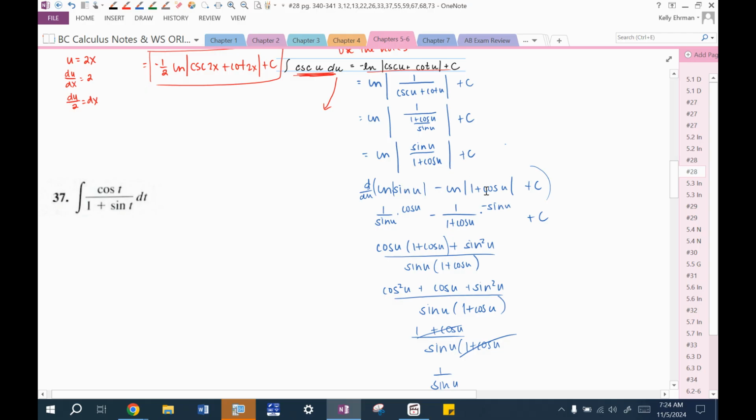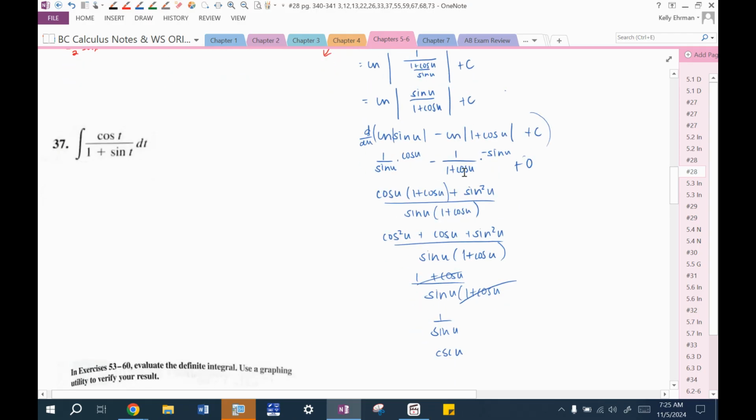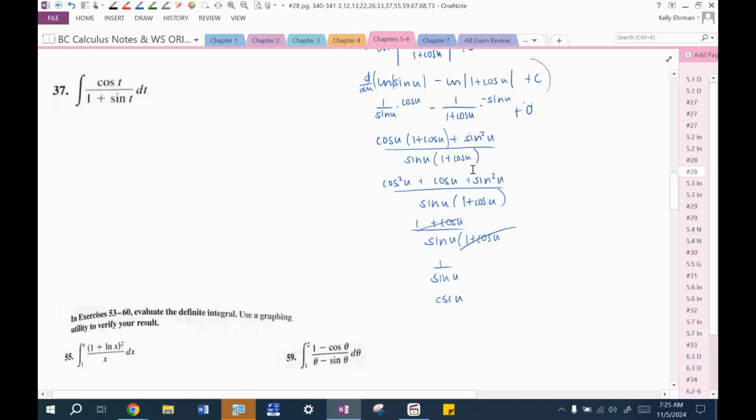Okay, so I've expanded. Once you expand, you can say, all right, let's take the derivative with respect to u of both sides. So this is 1 over sine times cosine. This is 1 over 1 plus cosine times chain rule, negative sine. The plus c should not be there anymore. That should be 0. I think I meant to write plus 0 there. And then I did a common denominator. So I multiplied this fraction by 1 plus cosine and this fraction by sine.